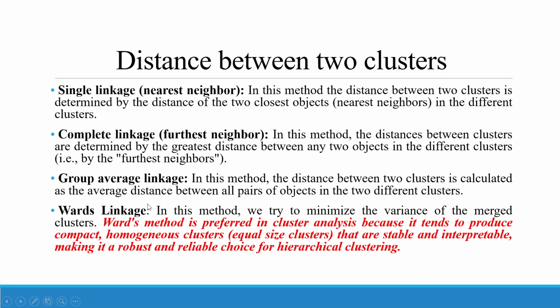One more method, which is quite popular. The name of the method is Ward's linkage. In this method, we try to minimize the variance of the merged cluster. Ward's method is preferred in cluster analysis because it tends to produce compact, homogeneous clusters, that is, equal-size clusters that are stable and interpretable, making it a robust and reliable choice for hierarchical clustering.